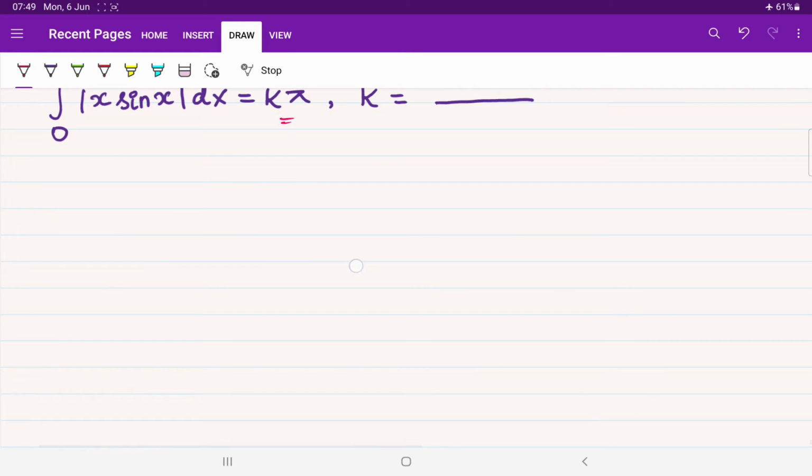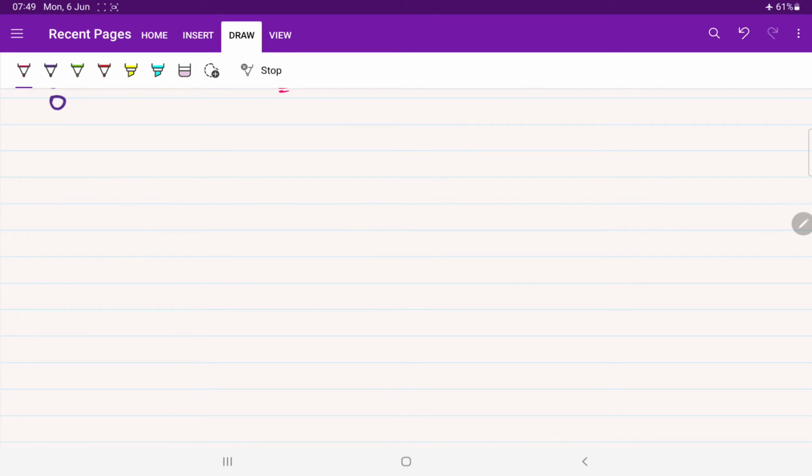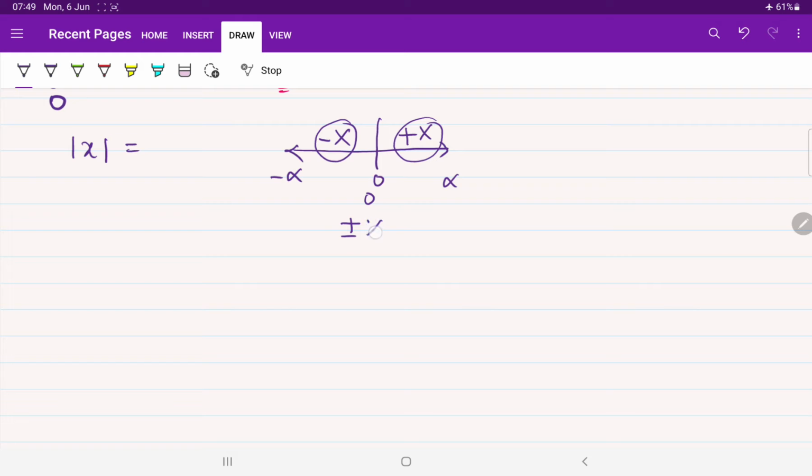Always remember, whenever something is given in mod x, it means mod will be given in place of plus or minus. Its actual meaning is, we know in the x axis and y axis, from 0 to infinity we have positive x axis, from minus infinity to 0 we have negative x. So if we combine these two, then this can be further written as plus or minus x.